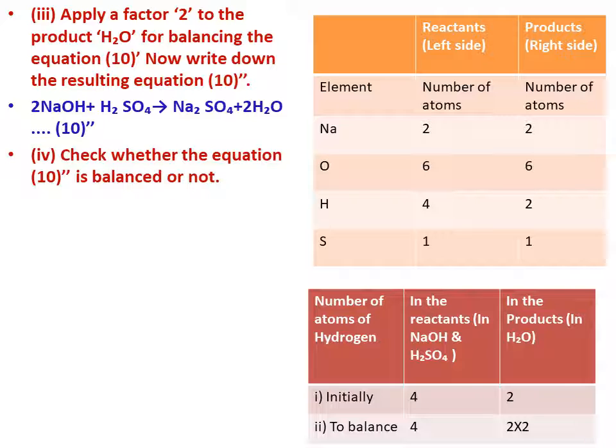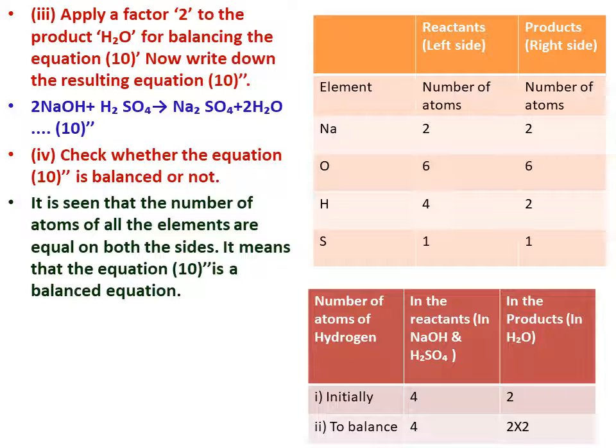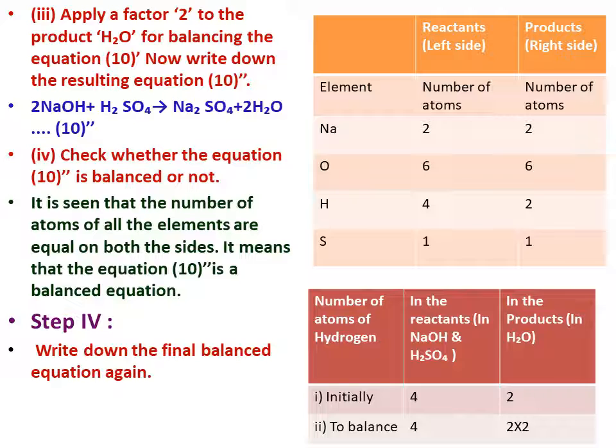Check whether equation 10 double dash is balanced or not. Yes, it is balanced. It is seen that the number of atoms of all the elements are equal on both the sides. It means that equation 10 double dash is a balanced equation. Step 4. Write down the final balanced equation again: 2 NaOH plus H2SO4, then the formation of Na2SO4 plus twice H2O. This is equation number 11.